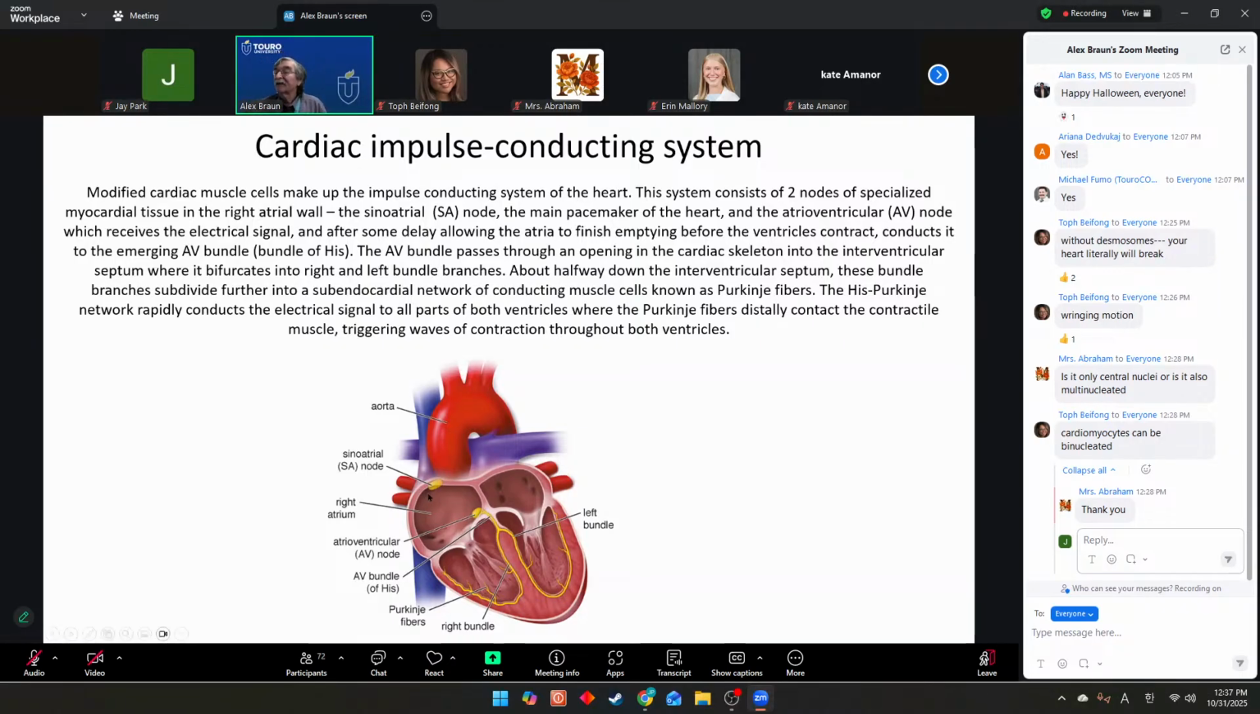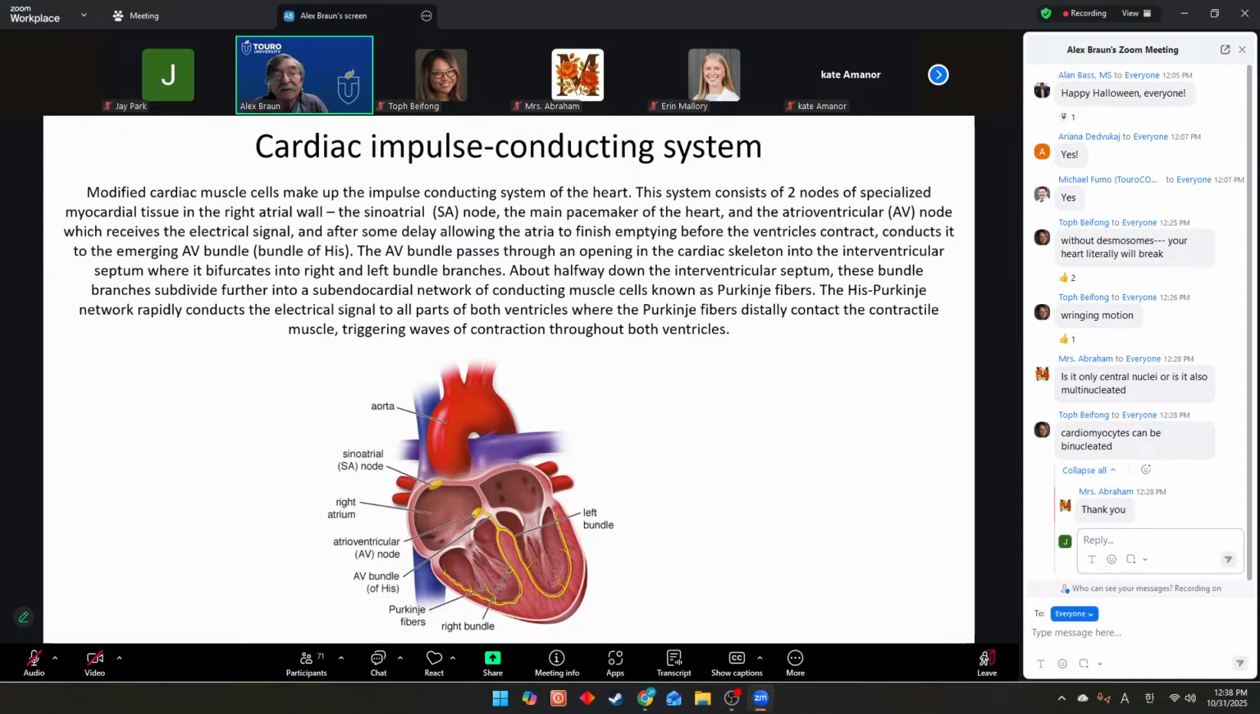So once the SA node generates a depolarization, the depolarization is carried through the right atrium to the floor and the deep part of the right atrium, where you see the atrioventricular node. The atrioventricular node will receive that beat and carry the cardiac impulse forward, but it slows it up a little bit. It doesn't conduct the cardiac impulse quite as fast as it was initially conducted through the atria.